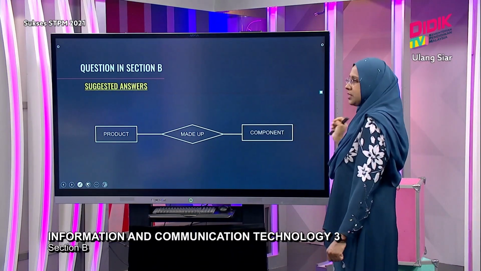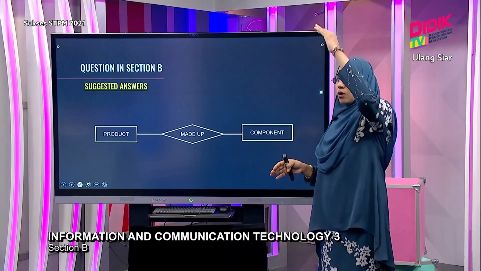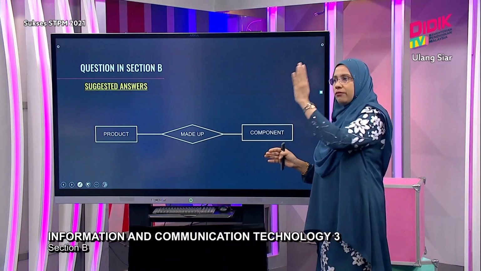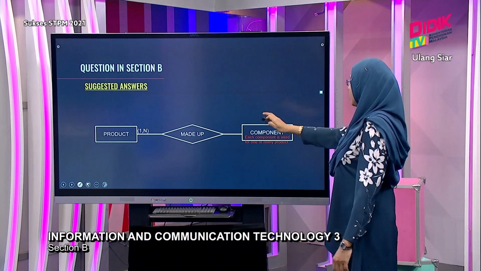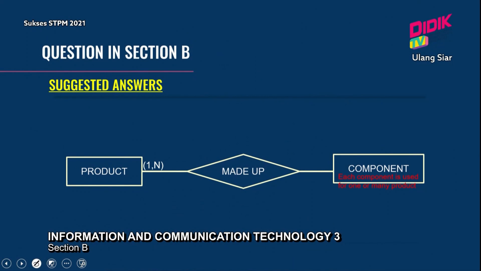So you draw the ER diagram first. Remember, your ER diagram must be read from left to right, top to bottom. You cannot read from bottom to up, it's wrong. You read left to right. After that, we have another relationship. After you draw the ER diagram for the first part, you put the cardinality. So I put 1, n. Here I use Chan notation. When we read this, each component is used for one or many products.